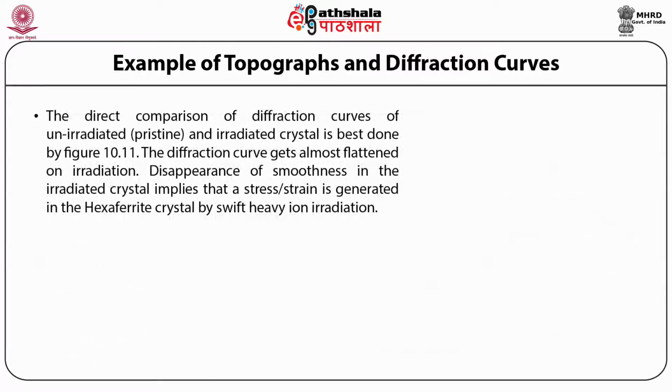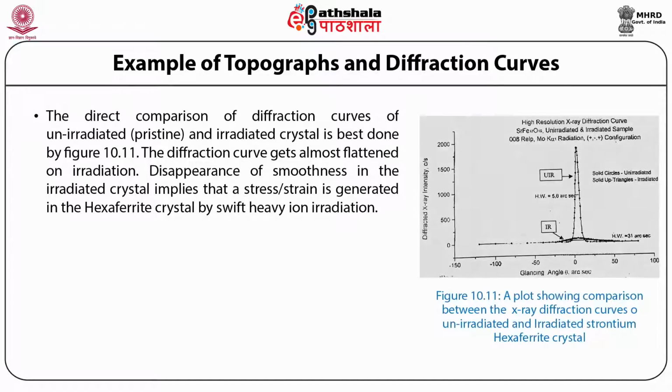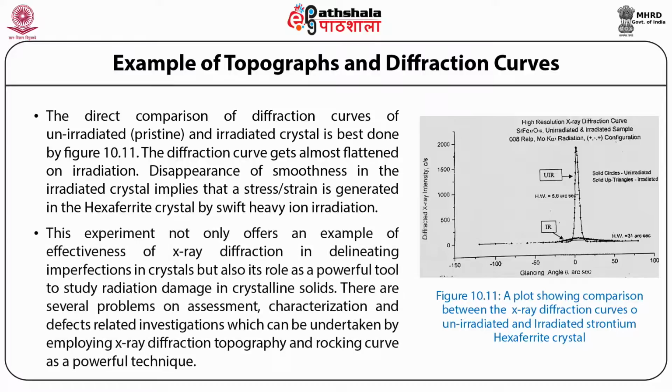The direct comparison of diffraction curves of unirradiated, that is pristine, and irradiated crystal is best seen in Figure 10.11. The diffraction curve gets almost flattened on irradiation. Disappearance of smoothness in the irradiated crystal implies that a stress or strain is generated in the crystal by swift heavy ion irradiation. This experiment not only offers an example of the effectiveness of X-ray diffraction in delineating imperfections in crystals, but also its role as a powerful tool to study radiation damage in crystalline solids.